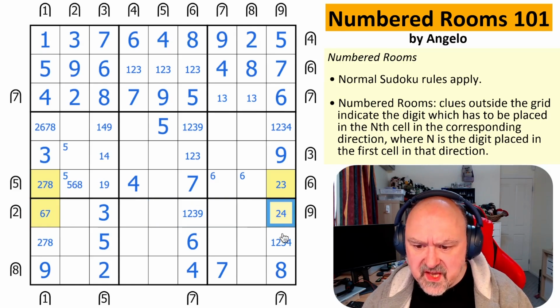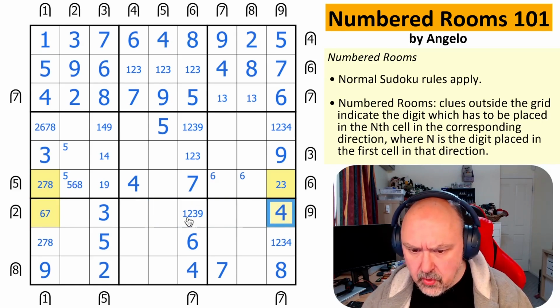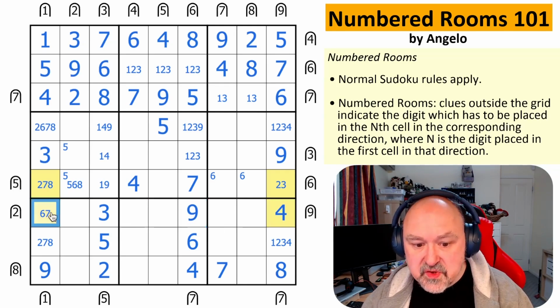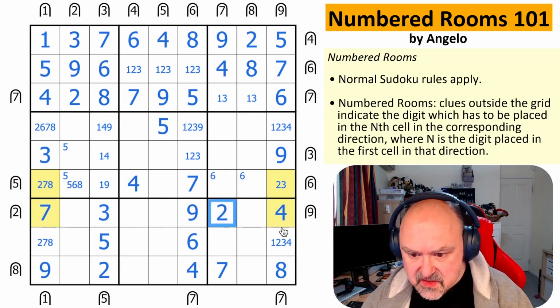2 is in one of those. That can't be a 2. That's a 4, which means that's the 9, which means that's not a 6 because that's not a 2. That is the 7 and that's the 2. This is not 2 or 4. These clues are now done.